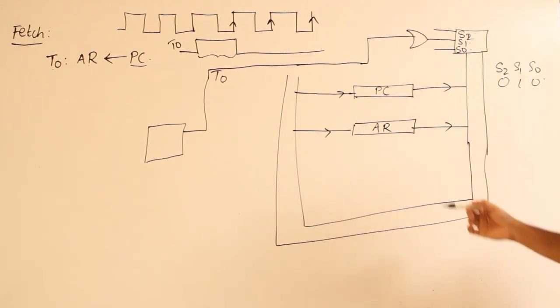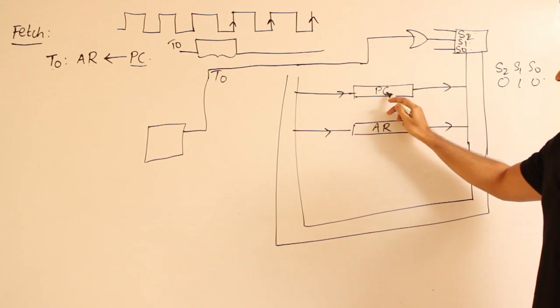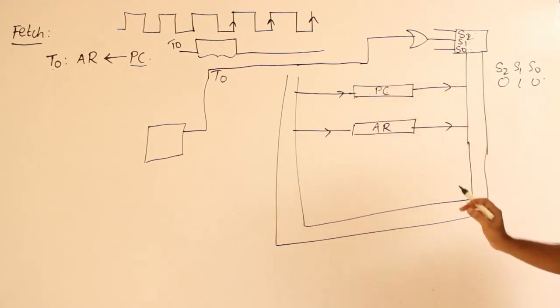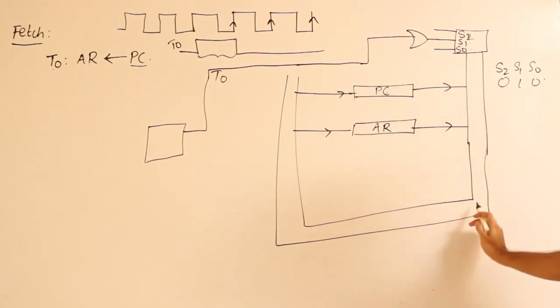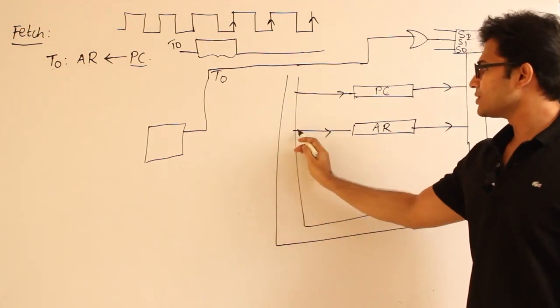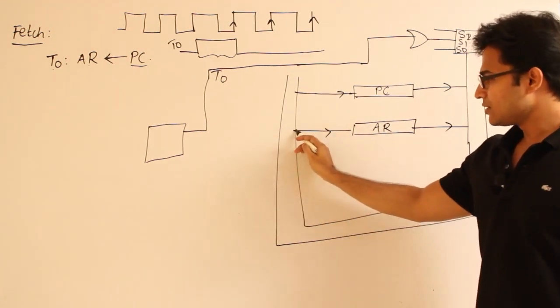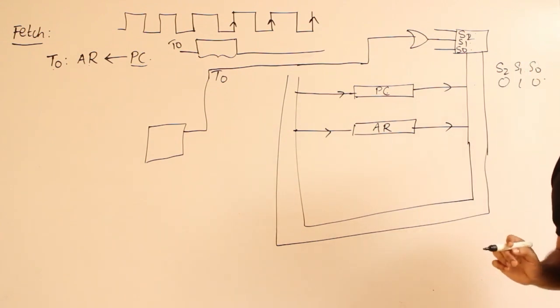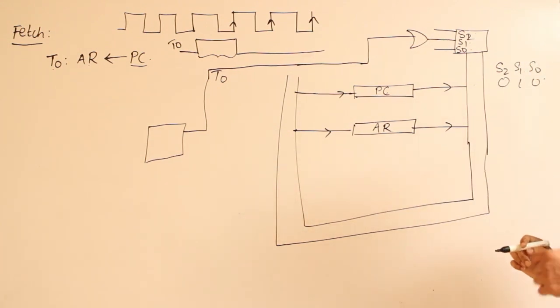Because of this, whatever data is present here will immediately come onto the bus. Now since it is present on the bus, it will be present at the input of every register, and so it will be present at the input of the AR register also. Got it?